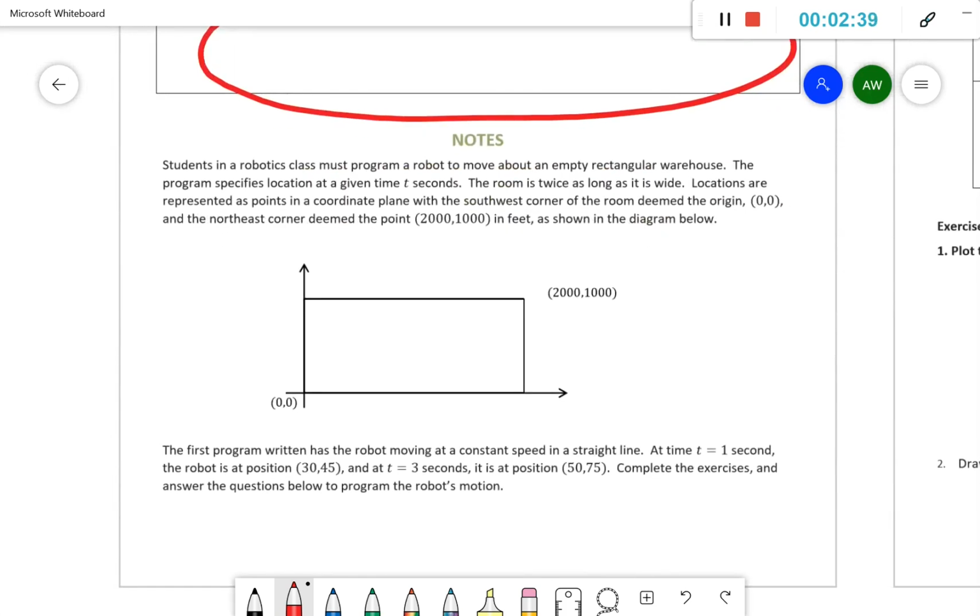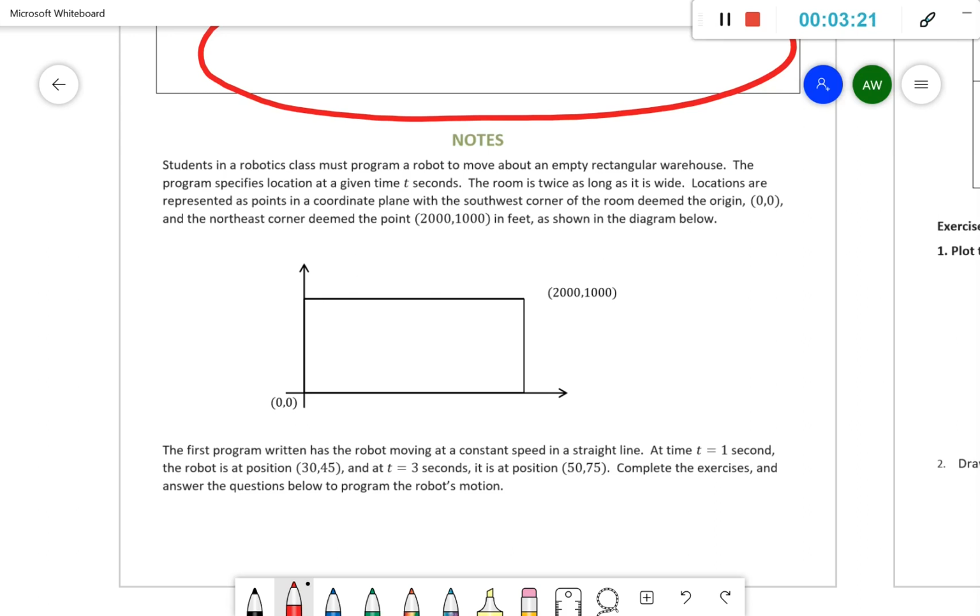Our first section says, students in a robotics class must program a robot to move in an empty rectangular warehouse. The program specifies location at a given time, t seconds. The room is twice as long as it is wide. Locations are represented as points in a coordinate plane, with the southwest corner of the room deemed the origin, and the northeast coordinate being 2,000, 1,000 in feet, as shown in the diagram below. So basically what they're telling us is that this graph is like we are looking down through the ceiling onto the floor of a room.